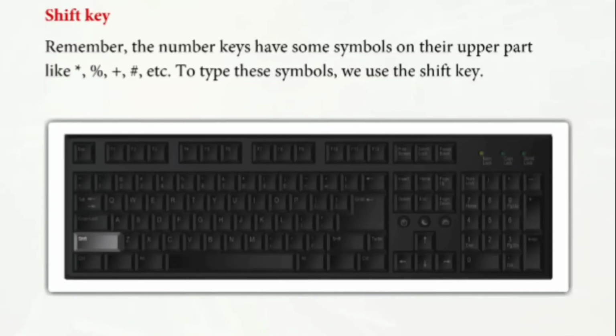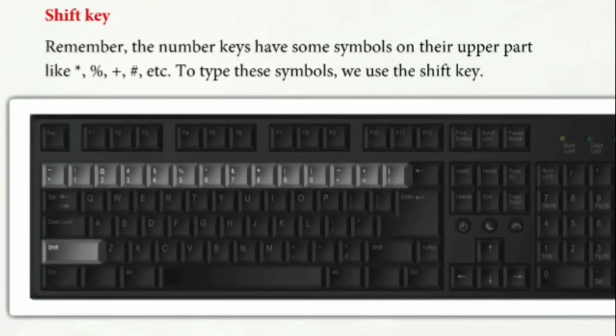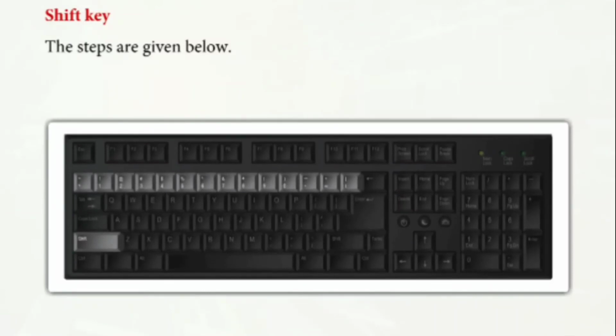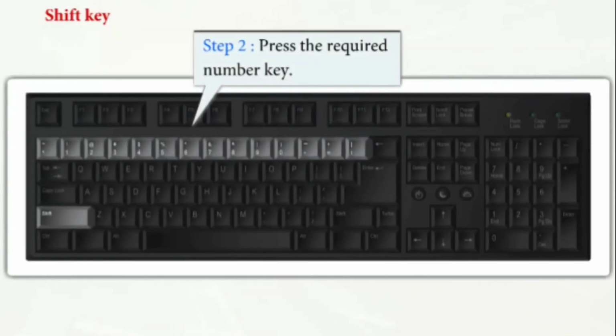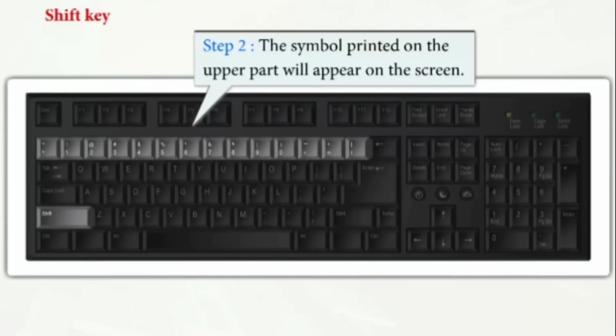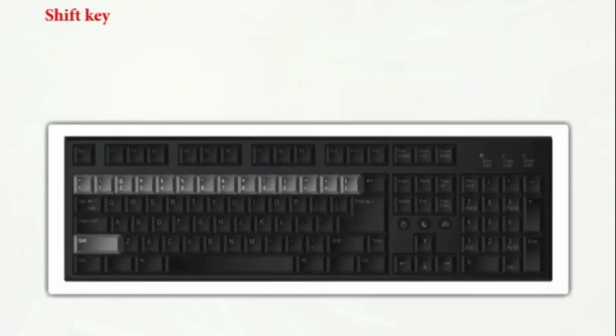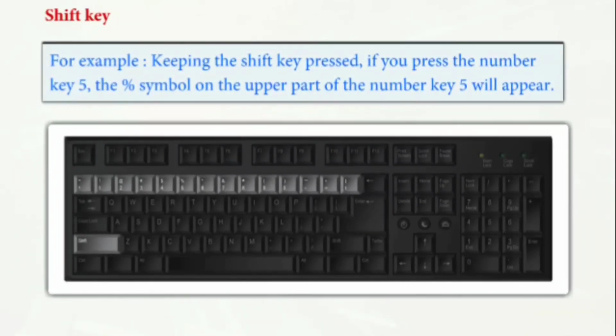Remember, the number keys have some symbols on their upper part like asterisk, percentage, plus, hash, etc. To type these symbols, we use the Shift key. The steps are given below. Step 1. Hold down the Shift key with one of your fingers. Step 2. Press the required number key. The symbol printed on the upper part will appear on the screen. For example, keeping the Shift key pressed, if you press the number key 5, the percentage symbol on the upper part of the number key 5 will appear.